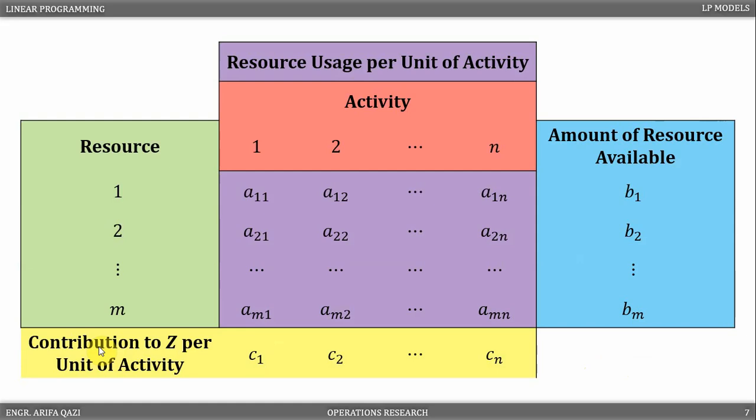This is how we can represent the LP model in the form of a table, where the resources are listed on the left-hand side, the total amount of resources are listed on the right-hand side, and the resource usage per unit of activity is given in the middle, here in the purple block. And we can identify which activity we are representing by this block given in red. Finally, the contribution to Z per unit of activity given by the parameter cj is written at the bottom. This is the tabular representation of the LP model.